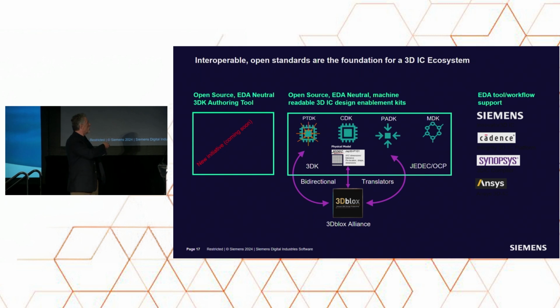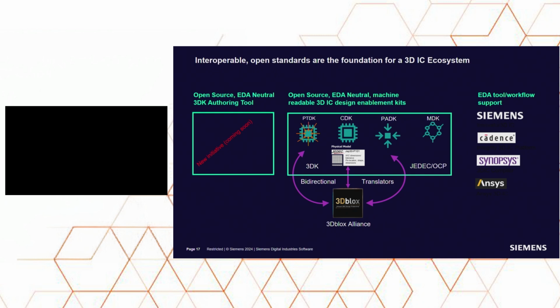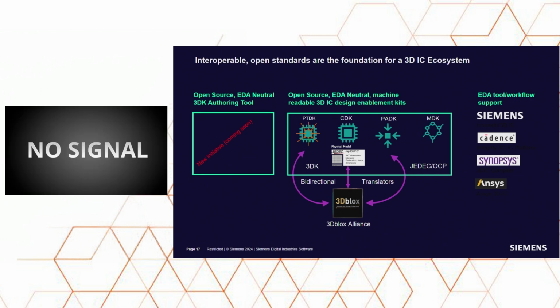So some of these models can be directly translated. So the plan is we would have a bidirectional translator that would be able to support some of the applicable formats that are compatible between 3D Blocks and the ADKs. And again, it's important that we get buy-in from the EDA vendors. So Siemens, Cadence, Synopsys, and Ansys are all actively working on these design kits.